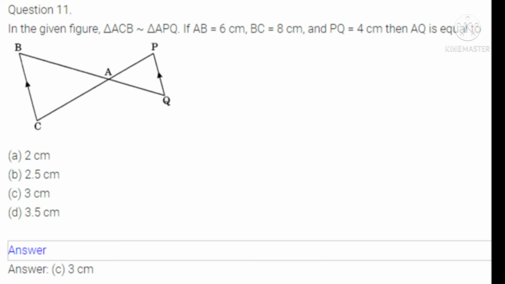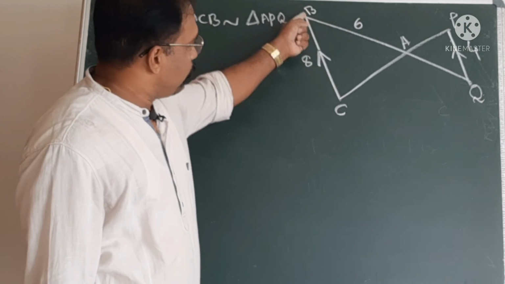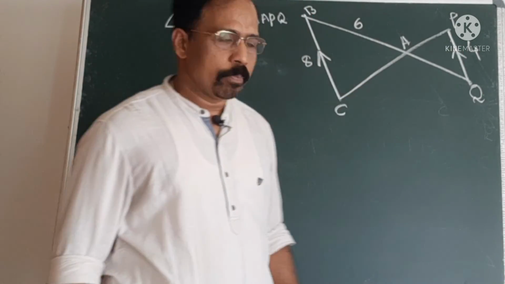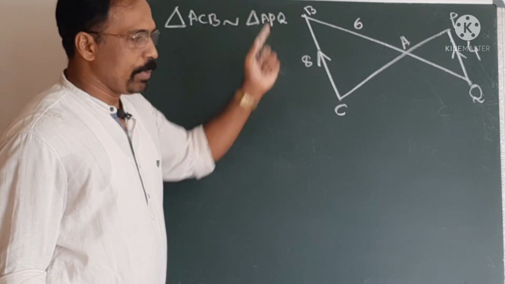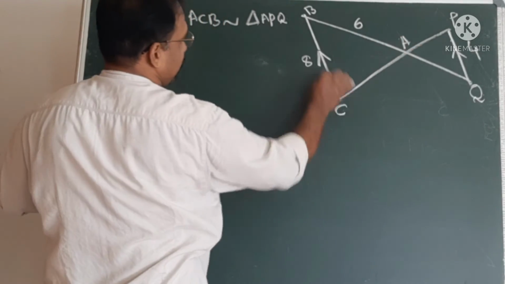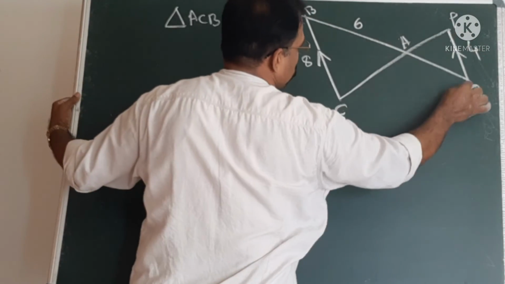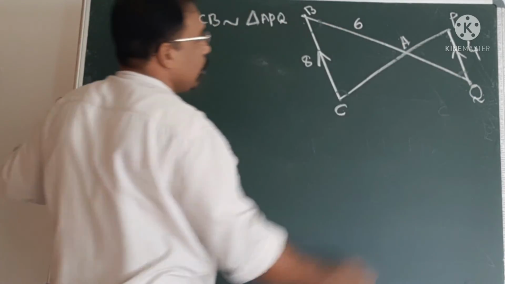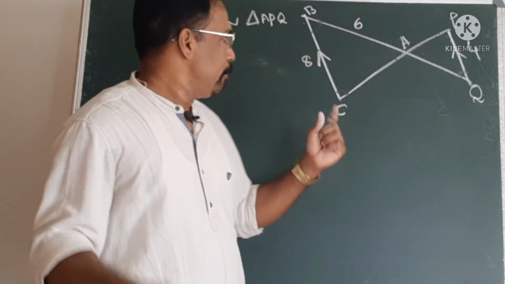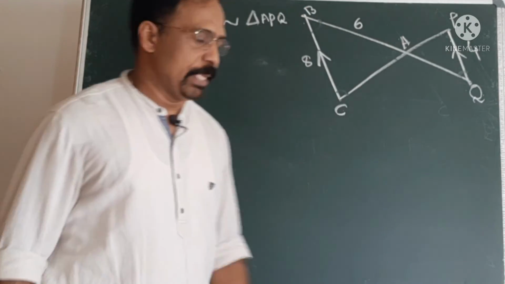Let us do question number 11. In the given figure, triangle ACB is similar to triangle APQ. If AB is equal to 6, BC is equal to 8 and PQ is equal to 4, then AQ is equal to? Now, this BC is parallel to PQ, and it's already given that ACB is similar to APQ. Because this angle is equal to this angle, this angle is equal to this angle, this angle is equal to this angle. That is why they are similar, because this line is parallel to this line.